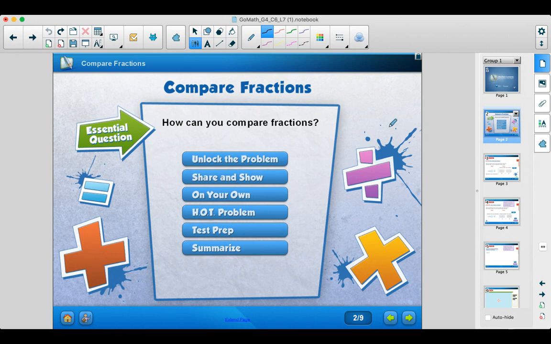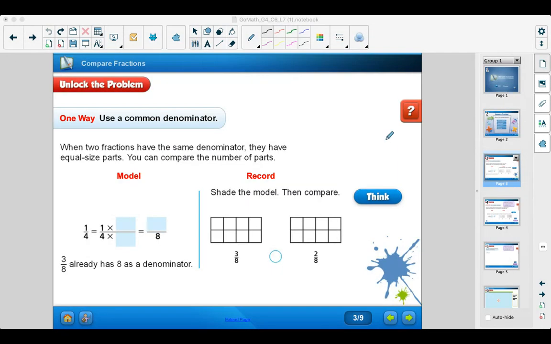Our essential question is, how can you compare fractions? Boys and girls, we've been working for the past few lessons on comparing fractions. Today we will be using the common denominator method to compare the fractions. We've also used the butterfly method and also using a benchmark. Today we'll be working on using a common denominator.